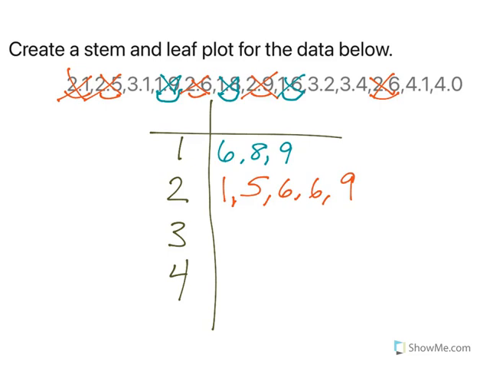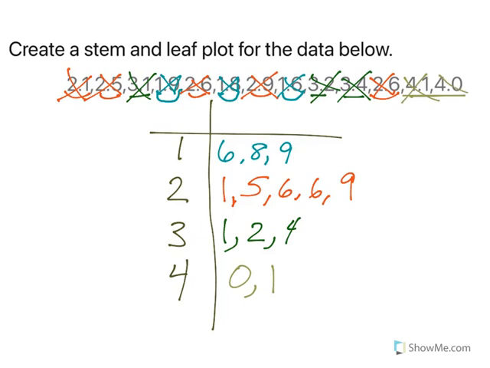Great. Let's move on to our threes. I've got 3.1, 3.2, 3.4. So 1, 2, and 4. Then, last but not least, I have two numbers in the fours. I have a 4.0 and a 4.1.